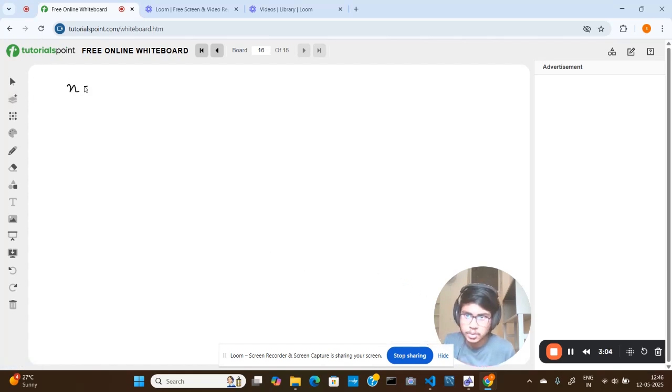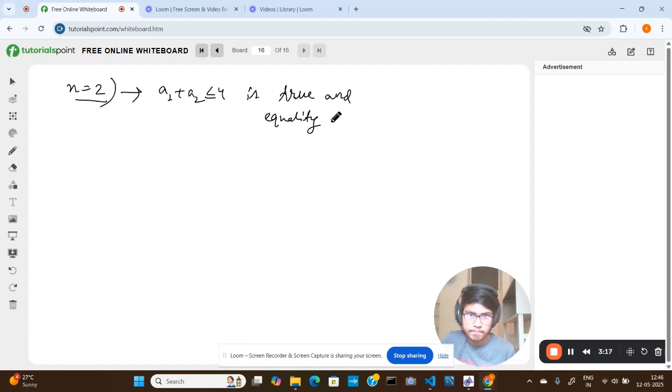So let's write this properly. For n equal to 2, a1 plus a2 less than or equal to 4 is true, and equality holds when, so for n equal to 2, for the sum to be equal to the product, the only case possible is a1 and a2 both equal to 2, and in that case equality occurs. So for n equal to 2, we solved the problem.